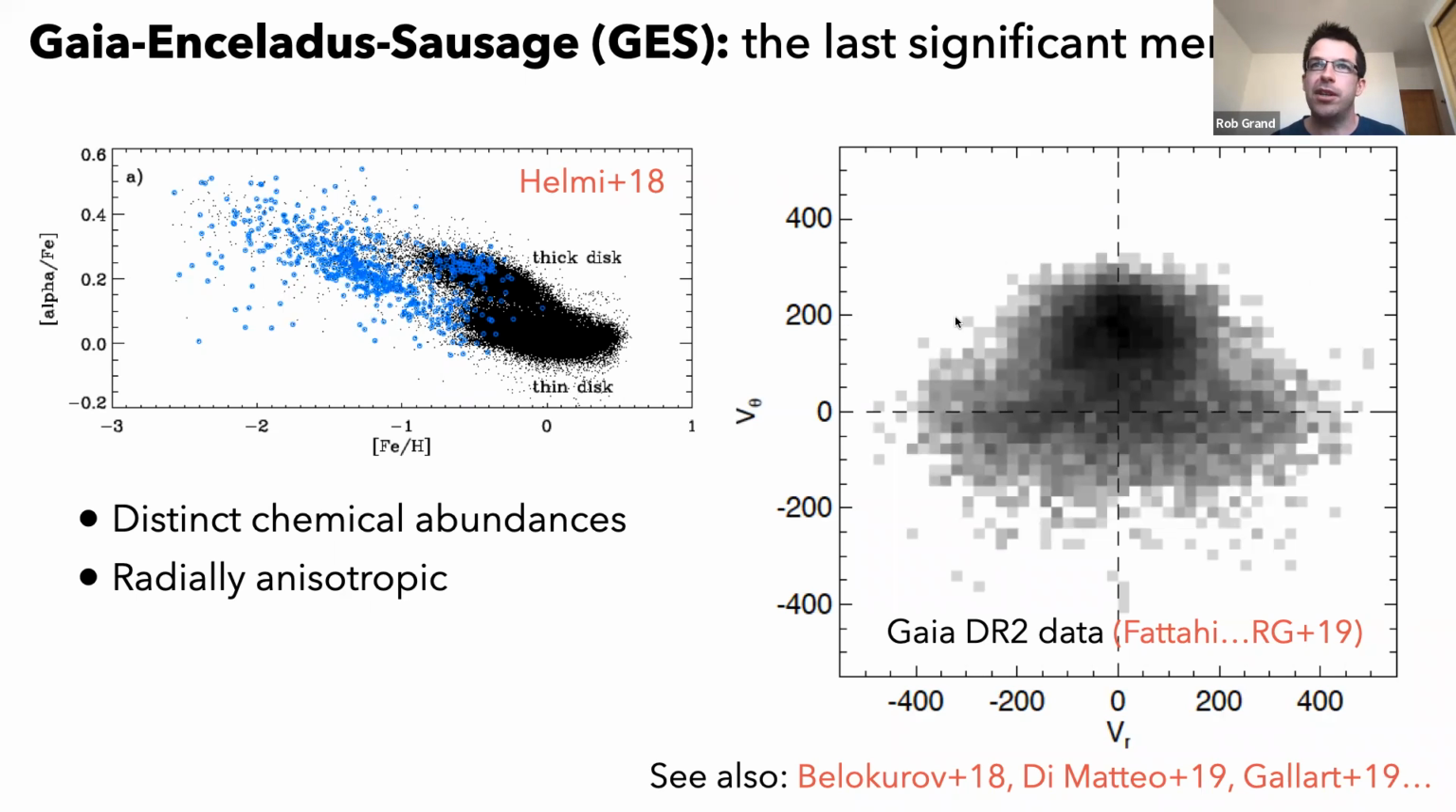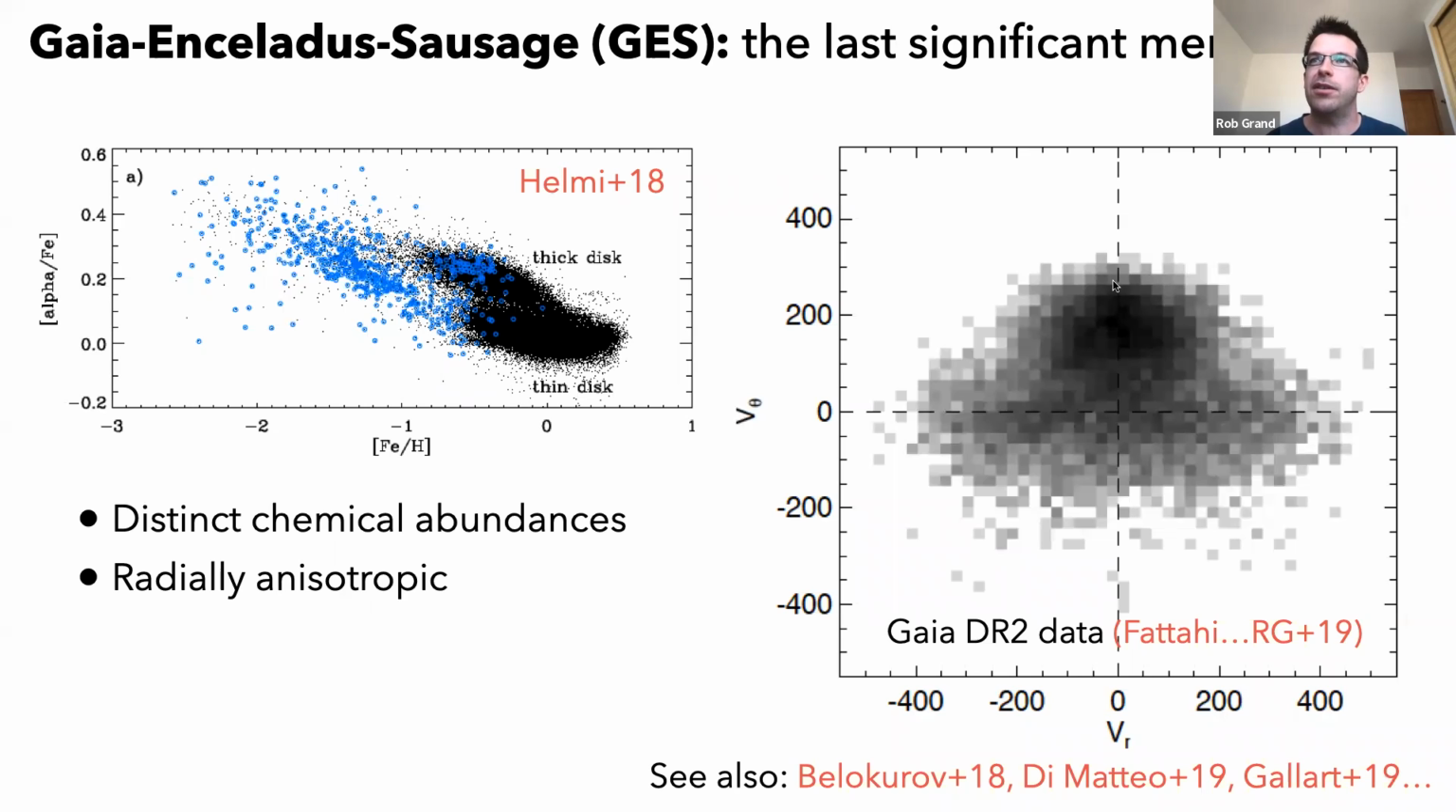Now, this plot on the right shows you kinematic information. The original plot was from Belokurov in 2018, but I show you here a reproduced version from Fattahi 2019, which shows you the tangential velocity on the y-axis as a function of the radial velocity. And what you see is stars of a kind of intermediate metallicity range around our position in the galaxy.